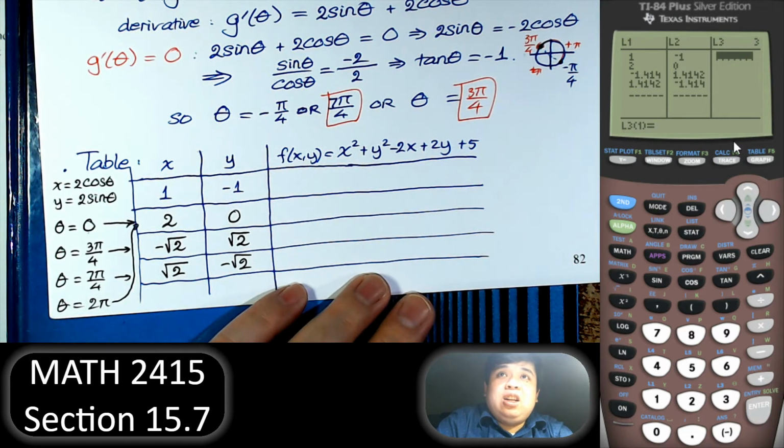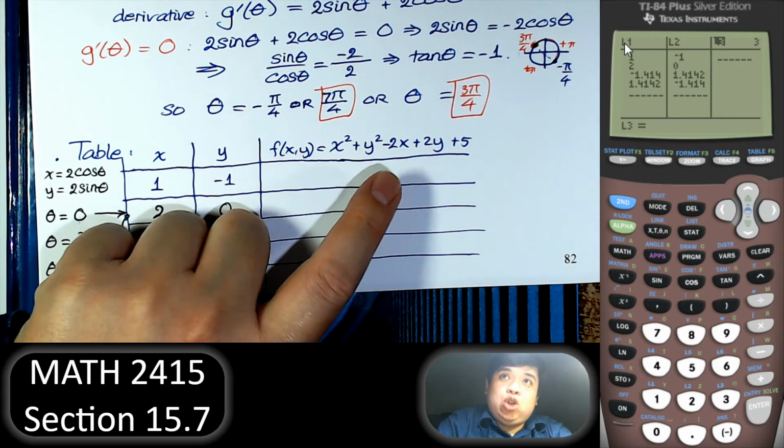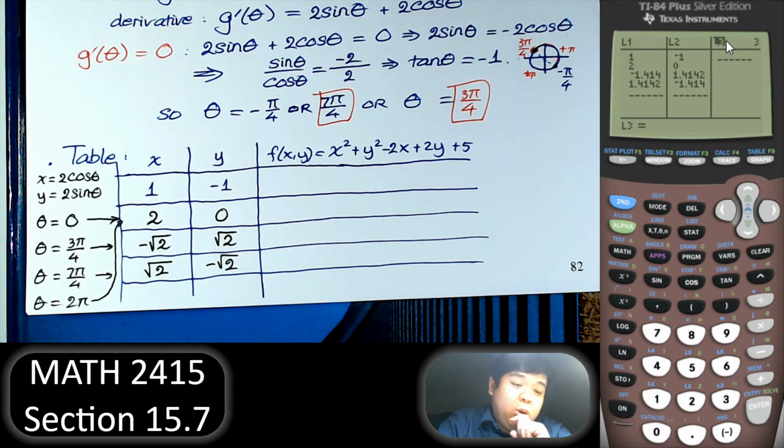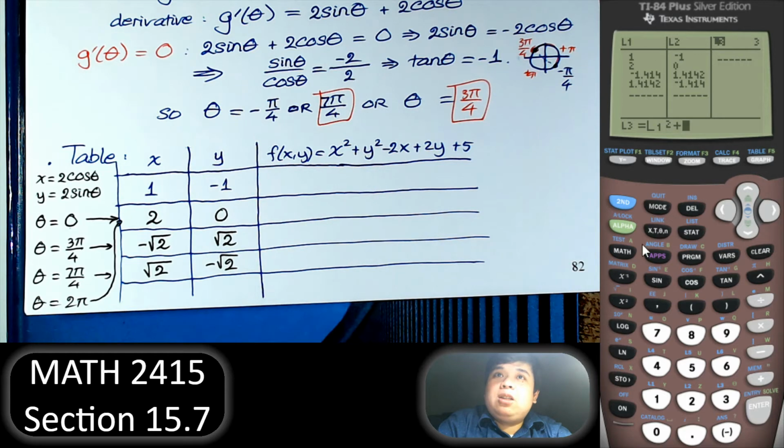I will highlight the list 3. Instead of x, I will use L1. Instead of y, I use L2. So highlight L3, very important. And I will just say L1 squared, so that's for x squared, plus L2 squared, minus 2 L1, plus 2 L2, plus 5. And we have that.